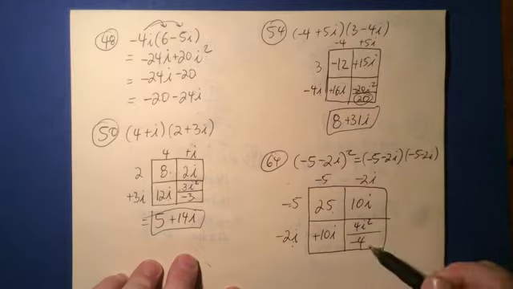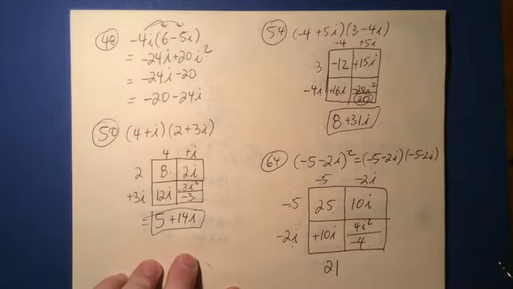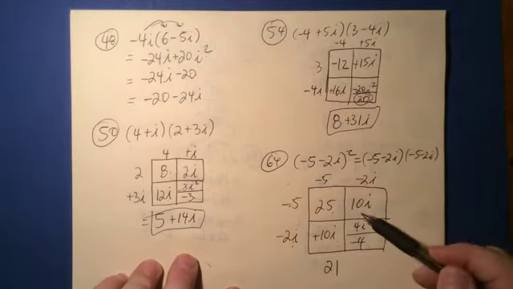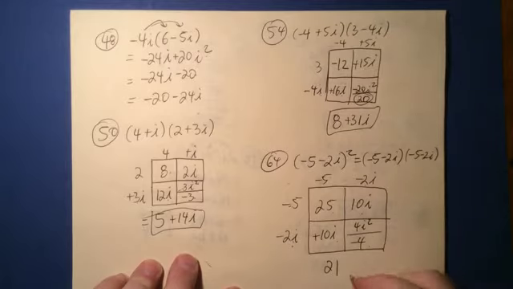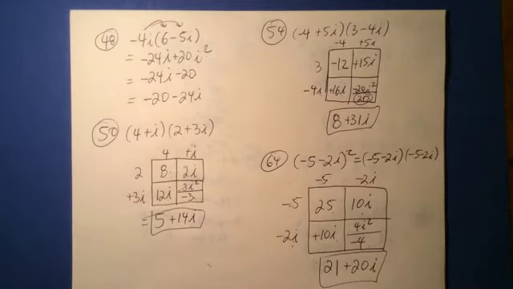So this is going to be 25 minus 4, or 21. And then 10i plus 10i is going to give me plus 20i, giving me the number in complex form of 21 plus 20i.